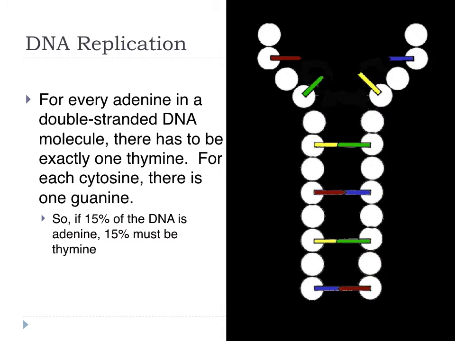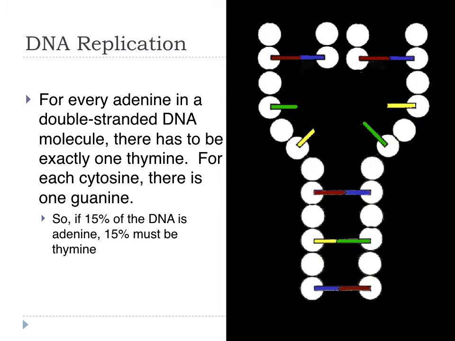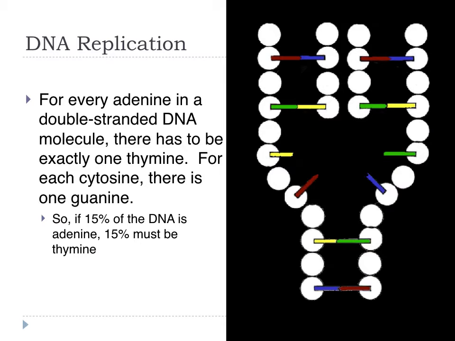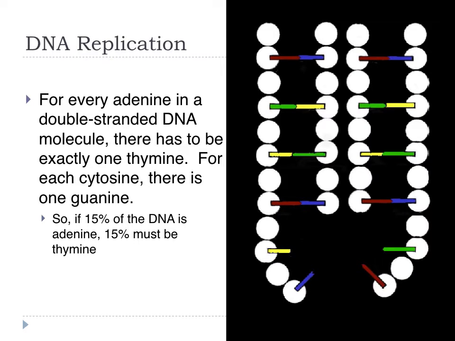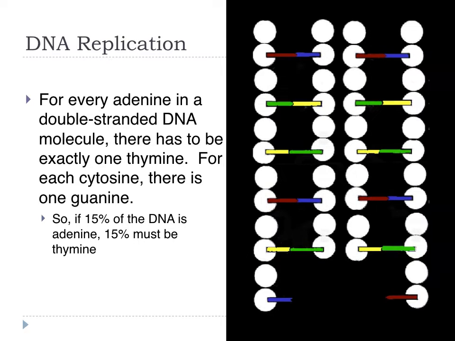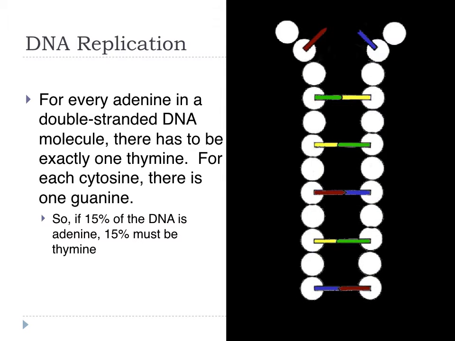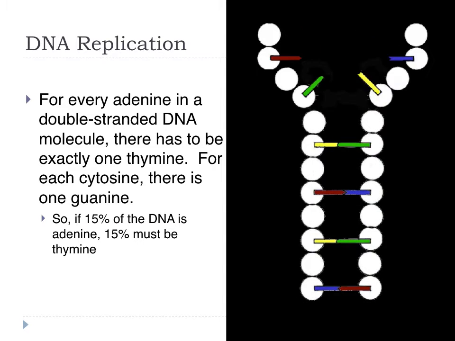So this is DNA replication again. You can see from the picture on the left that the strand is unzipping. And for every adenine on the DNA molecule, there has to be an exact thymine. For every cytosine, there has to be 1 guanine. So if the DNA of an organism is 15% adenine, it must also be 15% thymine.